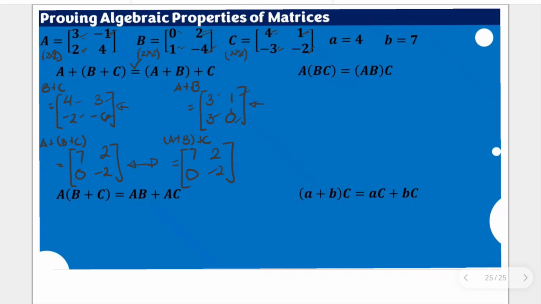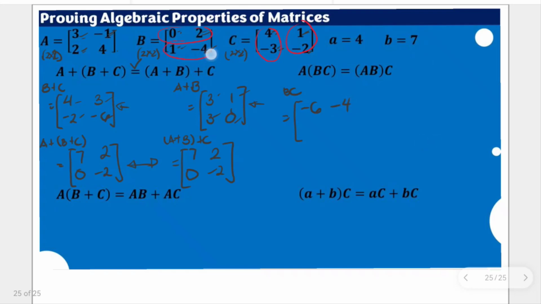But since it's a multiplication, please follow the process for multiplication. Of course, we are sure that the results are defined since all matrices here are 2 by 2. So let's have B times C first, meaning you multiply the first row of B to the first column of C. 0 times 4 is 0, and then the second will have negative 6, that's 2 times negative 3. Next, multiply the same row here. So 0 times 1 is 0, and 2 times negative 2, I have negative 4.